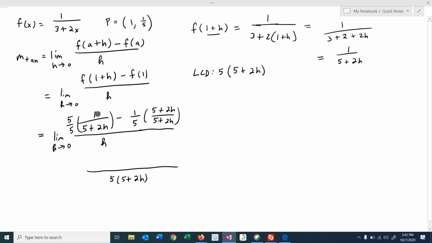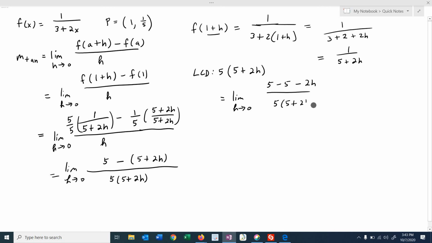Then notice on the top here, you're going to be left with 5 minus 5 plus 2h. Of course, this has to be put in parentheses because you're subtracting the entire thing. Okay, so let's go ahead and distribute that minus sign. And that's going to leave us with 5 minus 5 minus 2h. And of course, those 5s are going to cancel. And that's just going to leave us with a minus 2h on the top.